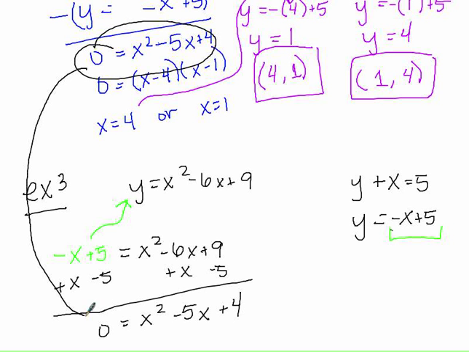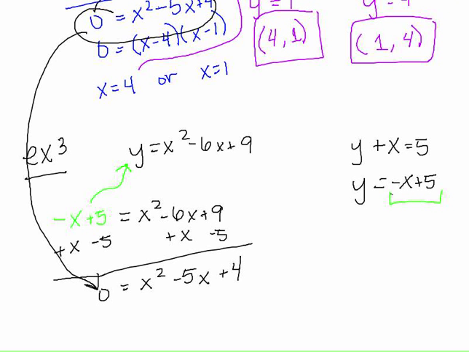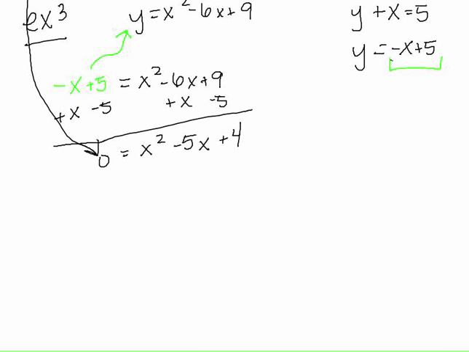So since I ended up with the same scenario, whether I substituted or eliminated, I can see that either method results in the same solution. So again, you could factor this, you could use the quadratic formula, you could complete the square. Any method of your choice is going to get you the correct solutions. So to recall, our solutions ended up being 1, 4, or 4, 1.